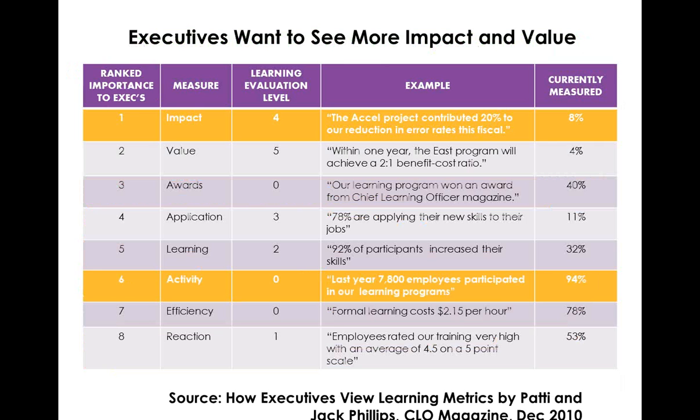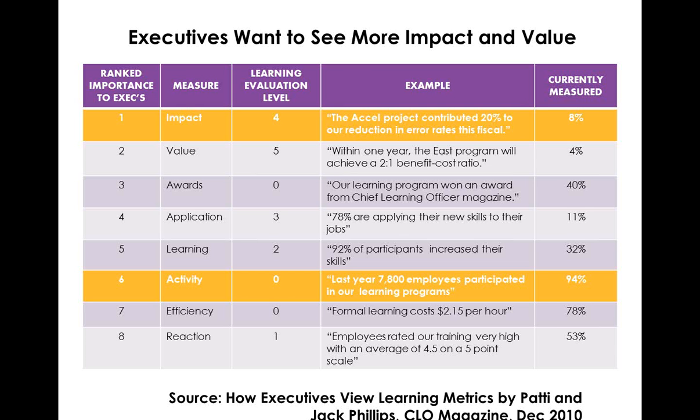One of the disconnects, you know, we're talking about that strategic alignment, getting management really to buy into what's going on. One of the strategic disconnects that we see over and over when we talk to organizations about what's happening in training and development and what they want to see happening in training and development is illustrated in this chart. This was written by Patty and Jack Phillips. It was published in CLO magazine in December of 2010. And I haven't seen anything yet published more recently that contradicts this. The title is How Executives View Learning Metrics.